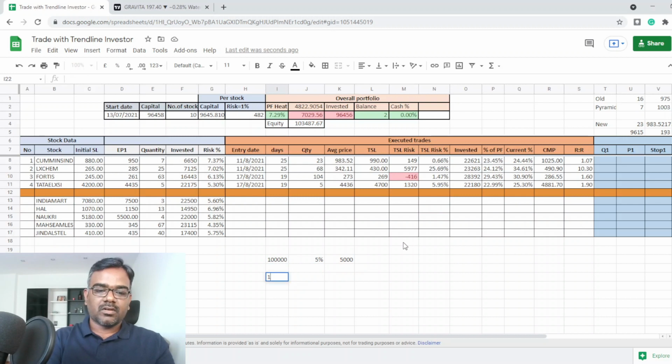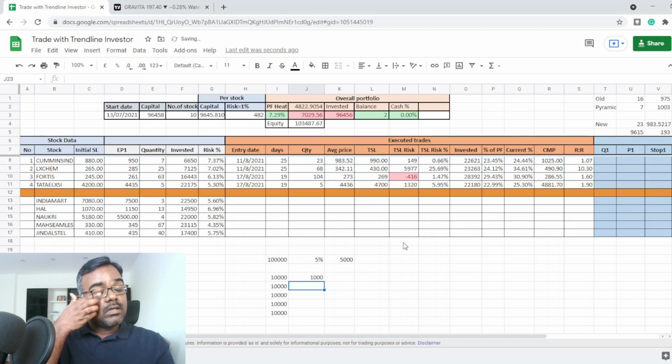Let's say you bought a stock at 10,000 rupees, another stock at 10,000 rupees, another stock at 10,000, another stock for 10,000, and you had bought 5 stocks. Now, we said 1% is per stock risk. So in this case, 1% of 1 lakh is 1,000 rupees. So you invested 10,000, but as a percentage of overall capital, you will not lose more than 1,000. Now, if I invest in only one stock, my portfolio heat will be 1,000. Now, let's say for another stock, you risk another 1,000.